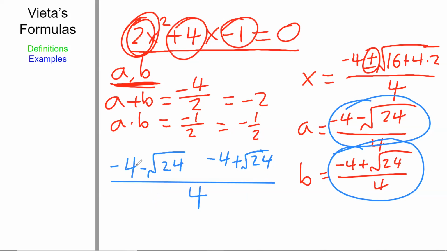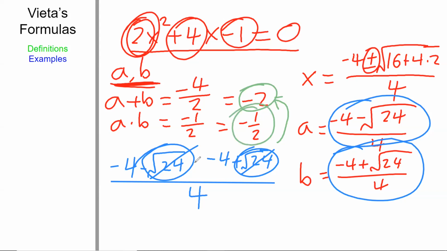So what happens when you add these two together? Well, negative root 24 and positive root 24 cancel out. And you have negative 4 minus 4, which is negative 8, divided by 4, which is negative 2. And you'll notice that negative 2 is right here. We already predicted that these two would add up to negative 2 with our cool trick. And if you tried to multiply these two big numbers too, you would end up getting negative 1/2, which I won't do because the math is kind of hard.